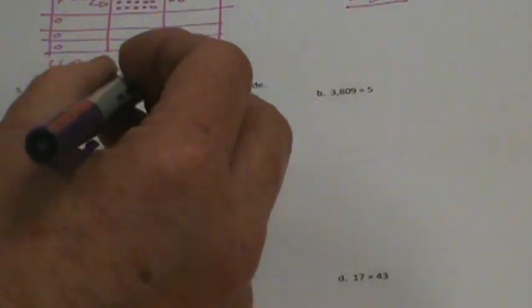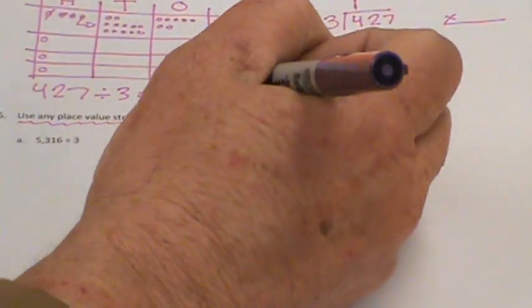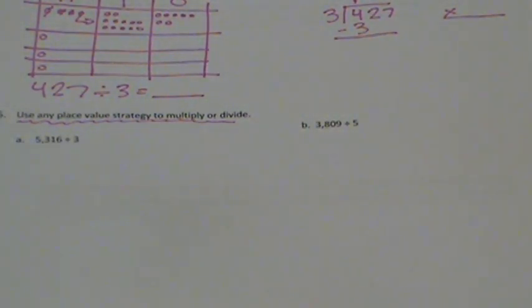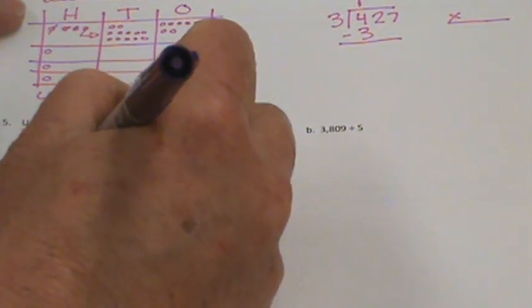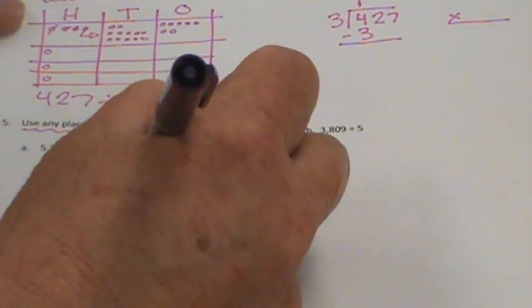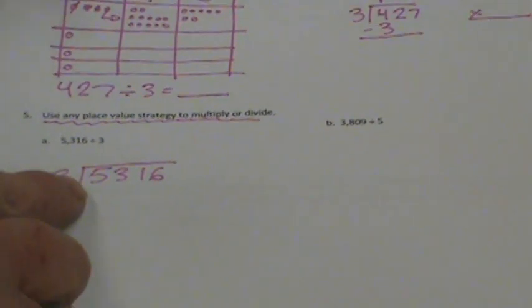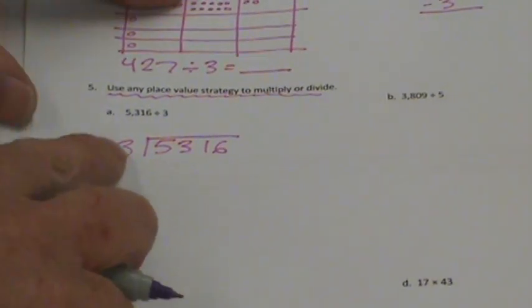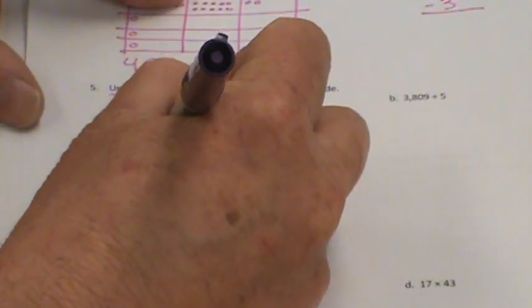Use any place value strategy to multiply or divide. That's what we're doing right here. So I'm going to squiggly line that. And here we go. Let's go ahead and just do the standard algorithm, okay? 3 into 5,316. Remember, you're not solving. We're just taking notes right now, okay? We're just taking notes. So I know only one 3 can fit in here, so I'm going to put 3 times 1 is 3, and then we'll start subtracting, then we'll start dividing.